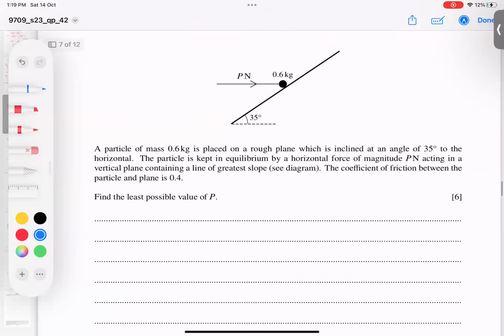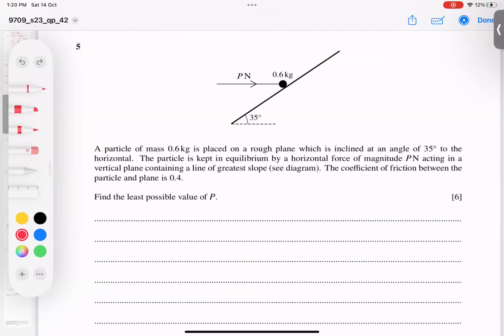Question number 5 we have now. What a question number 5 we have. A particle of mass 0.6 kilogram is placed on a rough plane inclined at angle 35. You know, mechanics totally depends upon reading. Misread one part, it creates trouble.